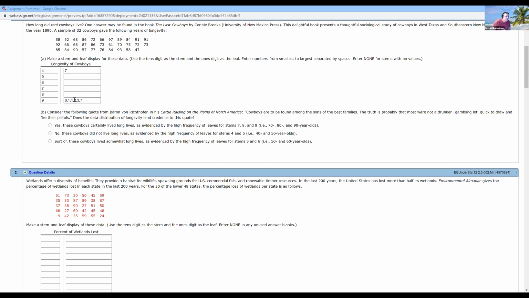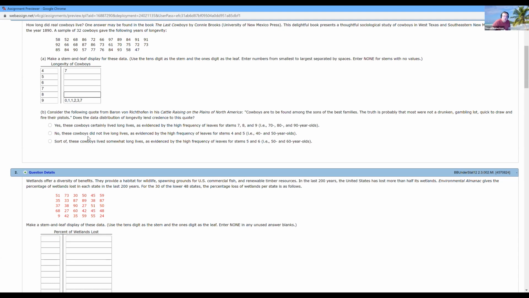I know we don't have the middle one, but I'm just looking at the 90s. Would you agree that this data looks like cowboys pretty much did live a long time? Right? 47 is the youngest death, and there's a lot of 90s. I'm pretty sure what you're going to see is 3 or 4 in this range, 5 or 6 in this range, some kind of pattern like that. So yes, these cowboys certainly live longer.